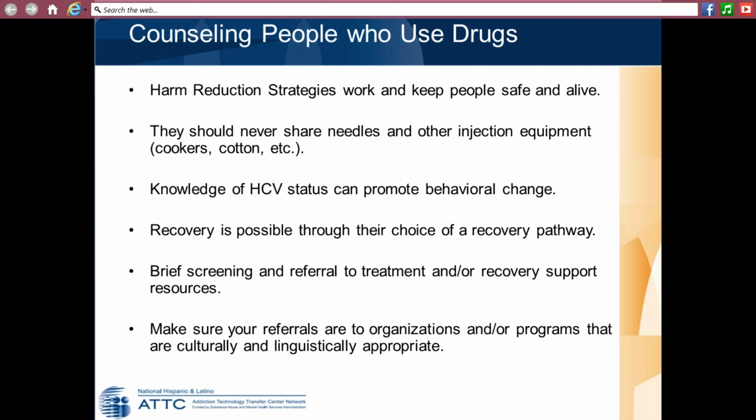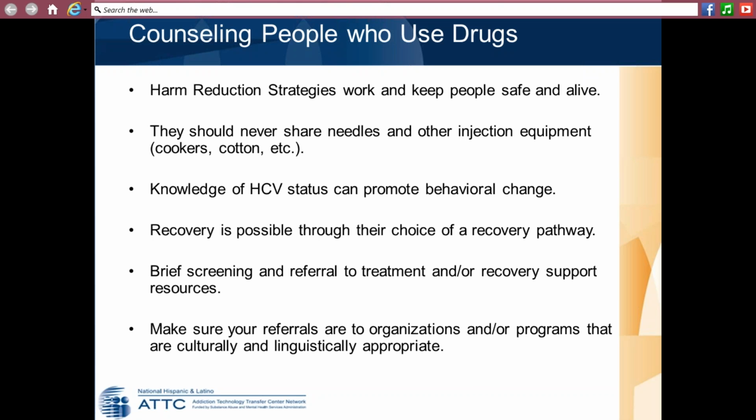For some people that's controversial, but we do know from the evidence and the science that these initiatives around harm reduction do save lives. They do, and we should embrace them when working with people who are currently actively using drugs. And so knowledge of HIV status can be a factor in promoting behavioral change for people.